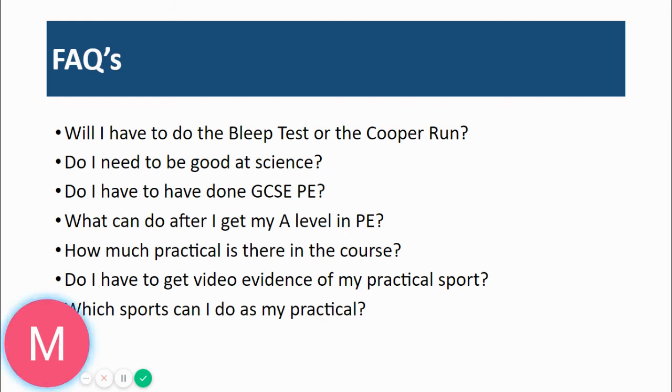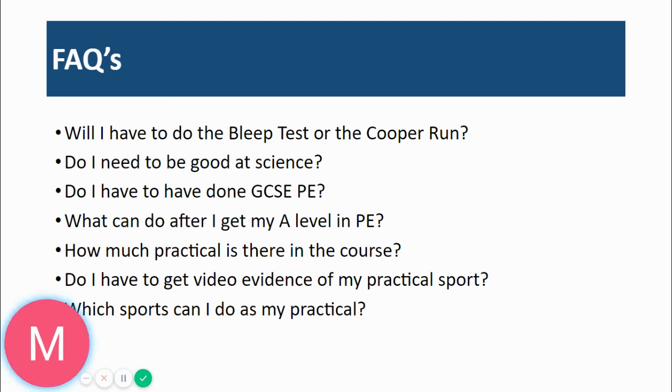Do I have to have done GCSE PE? It's not necessary, it's not essential, as long as you're prepared to do a bit of extra reading and that you're doing a sport at a club outside of school. That's the most important thing. What can I do after A-level PE? There are many sport-related courses at university, as well as careers related to medicine, training as a paramedic, physiotherapy, sports rehabilitation, in addition to the more obvious careers such as a sports coach or a PE teacher.